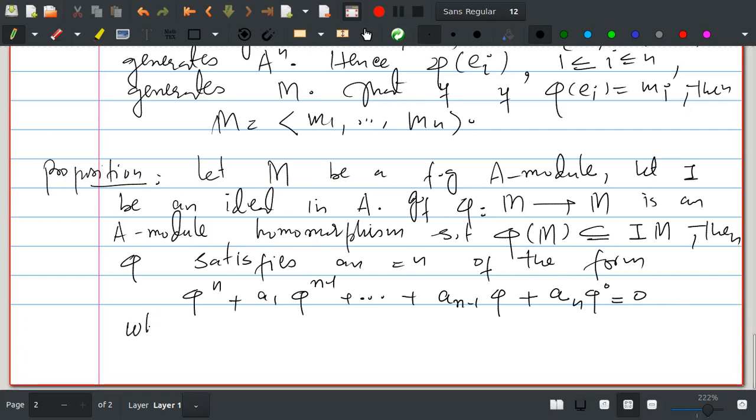where these a_i's are in the ideal I. Actually these a_i's are in the ith power of I. So I will tell you what this means at the end of the proof. So let us prove this.